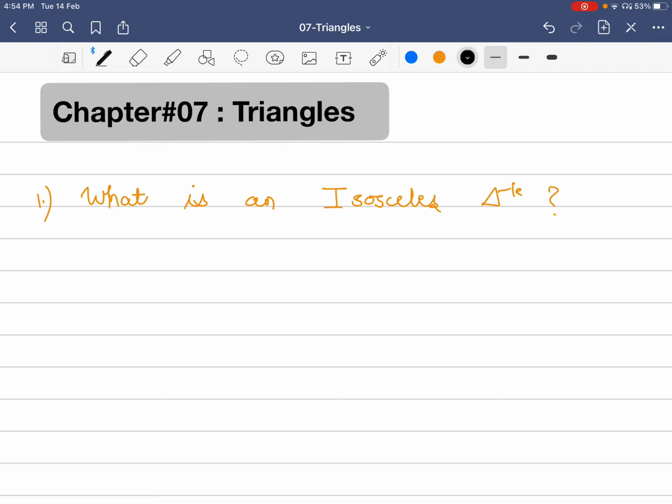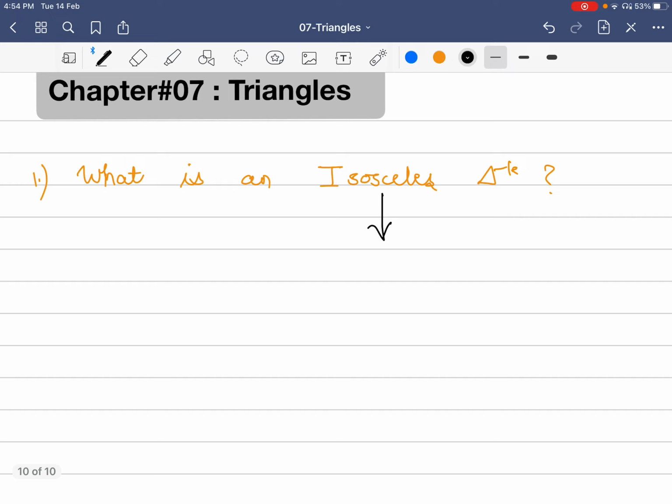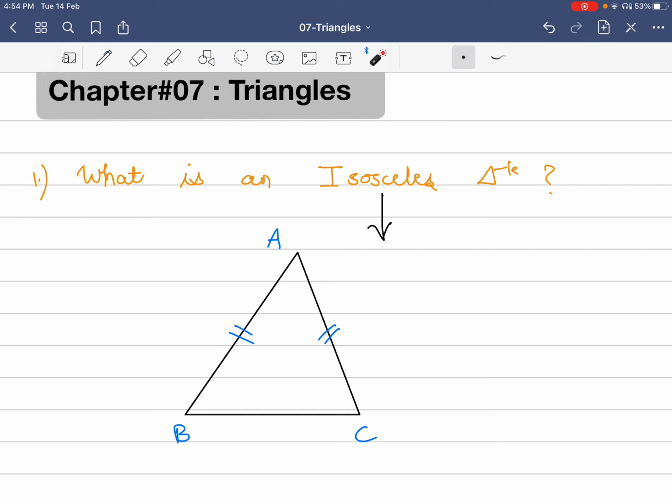So the definition of an isosceles triangle is very simple. Now consider this triangle. I will draw an example. In this triangle, if any two sides are equal to each other, let's say this side is equal to this side. I'm going to name the triangle. Let's call it ABC. So in triangle ABC, if any two sides, AB and AC, are equal to each other, then the triangle is called an isosceles triangle.